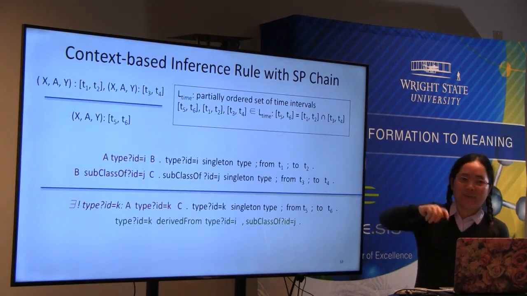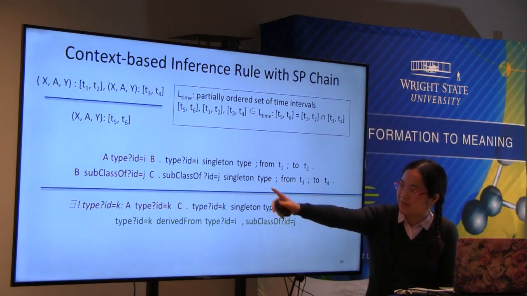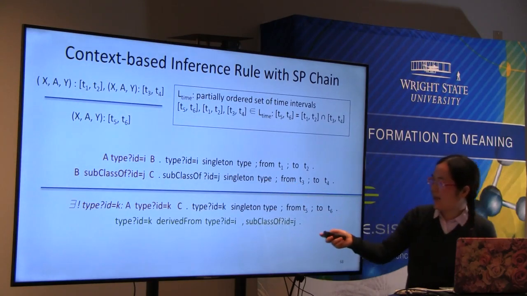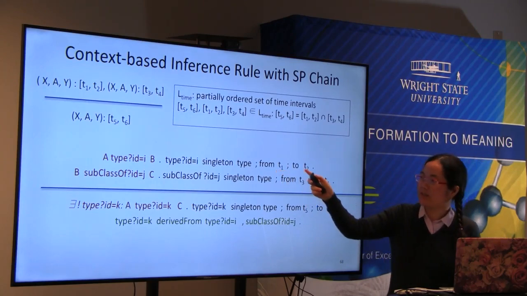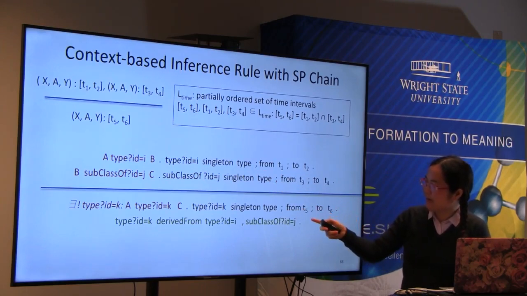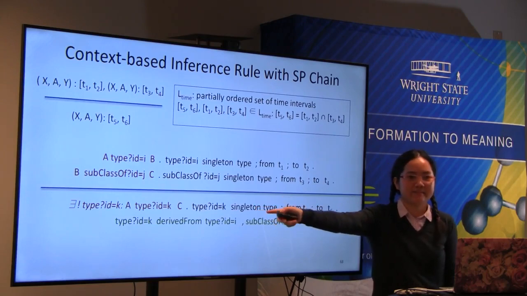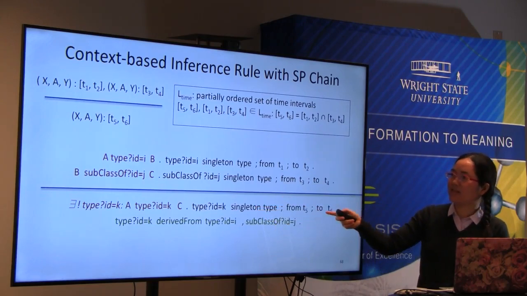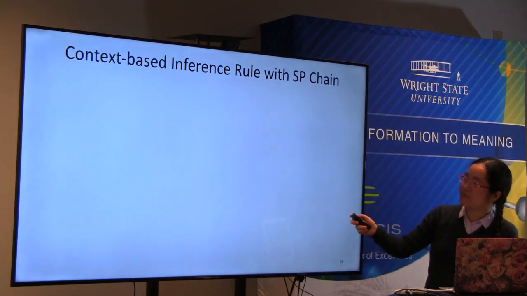So this is an example that we had earlier. We have A times B subclass of C. We arrive at this, and we add the temporal information into that SB. And this is from 5 to 6 is attached to the type IEK. And this is from the previous example.